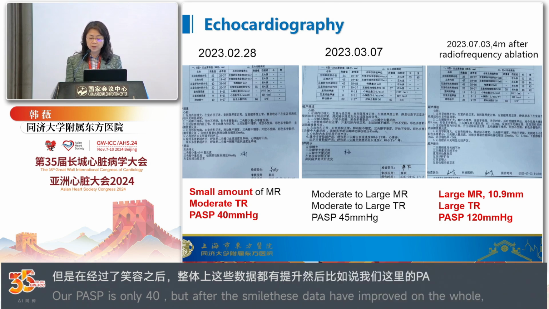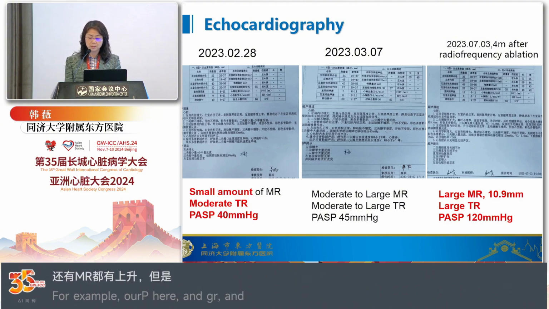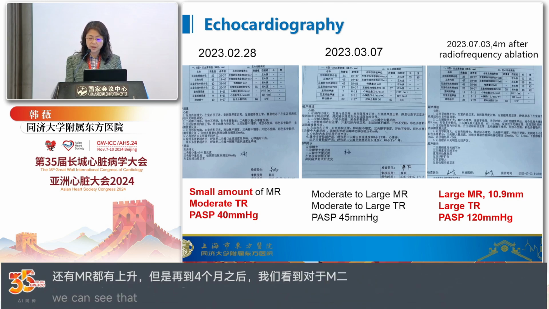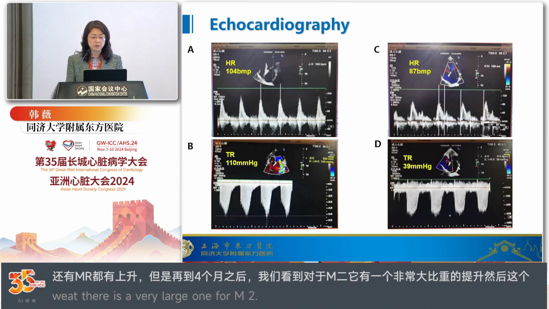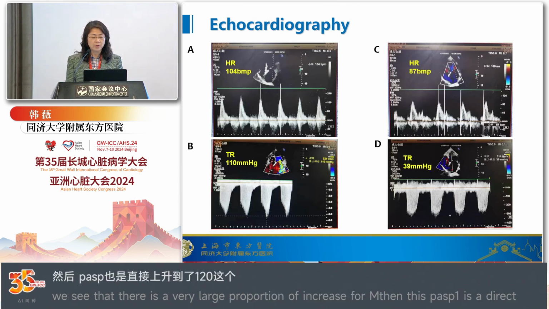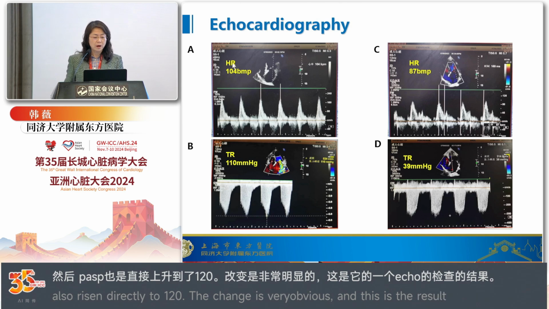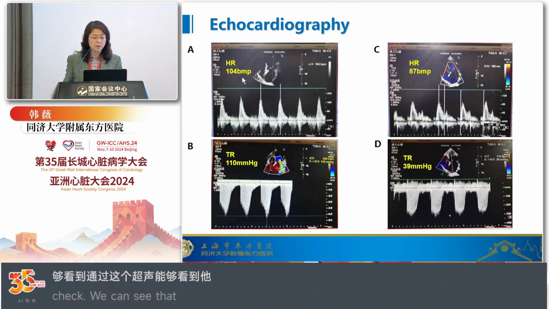But 4 months later, there is an obvious increase: a large mitral regurgitation and a large TR, and the PASP increased to 120 millimeters of mercury. The change is very obvious. This is an echo when the patient had just walked from the ward to the echo lab, and we can see the immediate heart rate is 104 beats per minute.